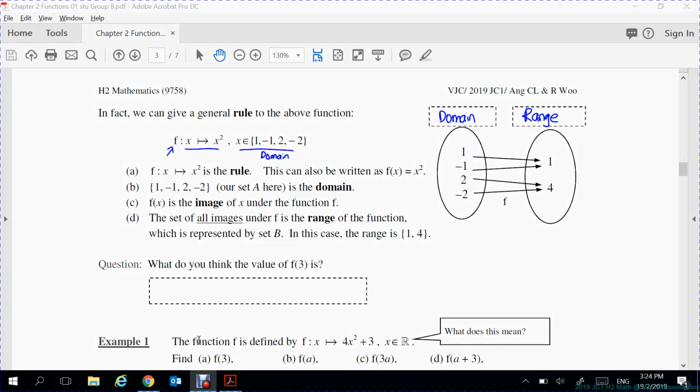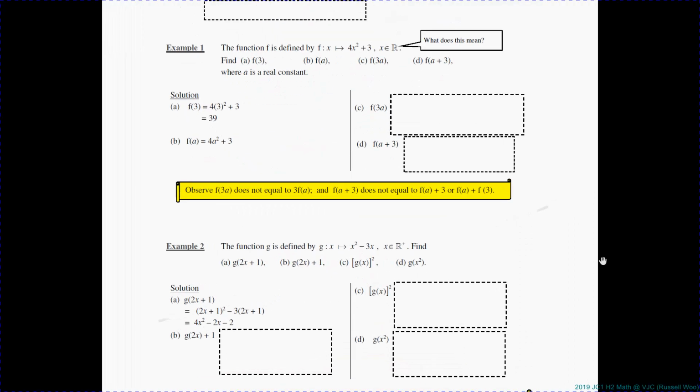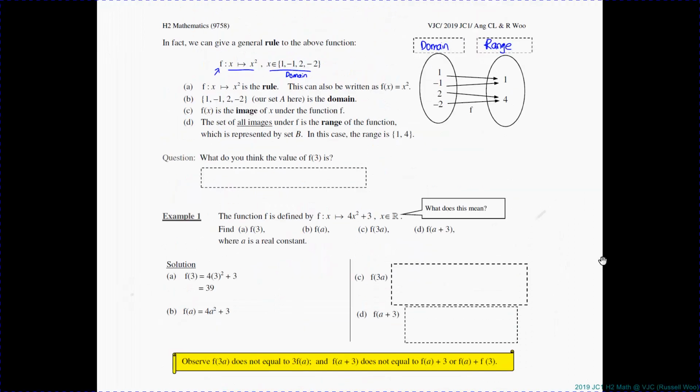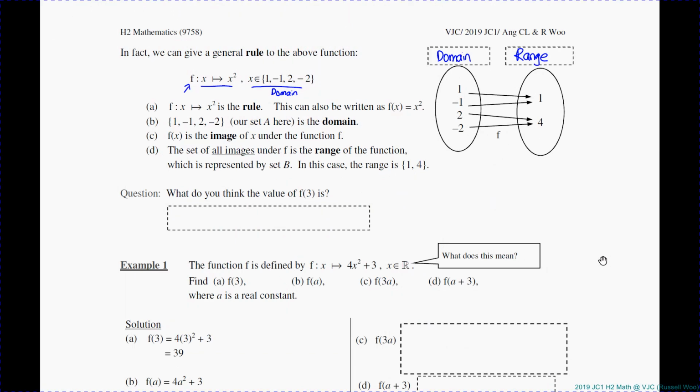Okay, let's continue with this. We stopped here. Now let's recap the domain.